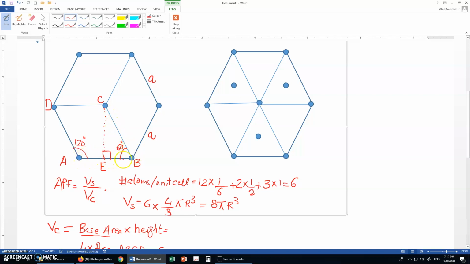Why? Because we know that this AB is A, and this side is also A. And if we further join this point A with C, this angle will be 60 degrees. So if this angle is 60 degrees and this angle is 60 degrees, the other angle will be 60 degrees. So it will be an equilateral triangle, and all three sides of the triangle are the same. So this side will also be A. Now we know this side A, and we know that CE over CB is equal to sine of 60 degrees. From this relationship we can find the value of CE.